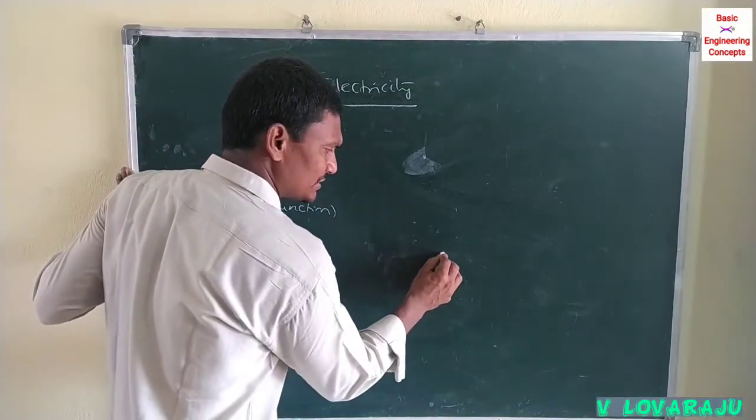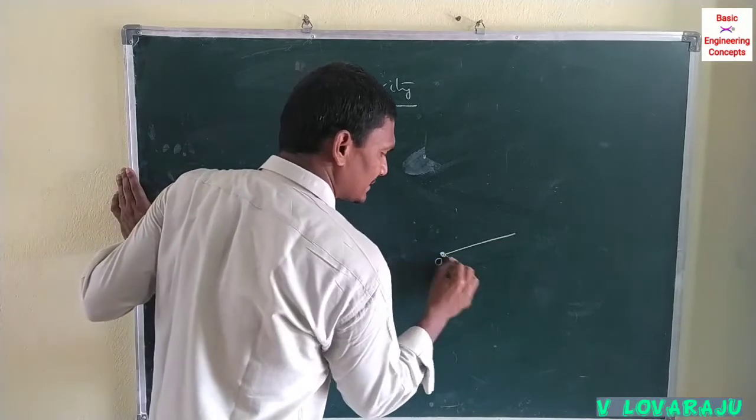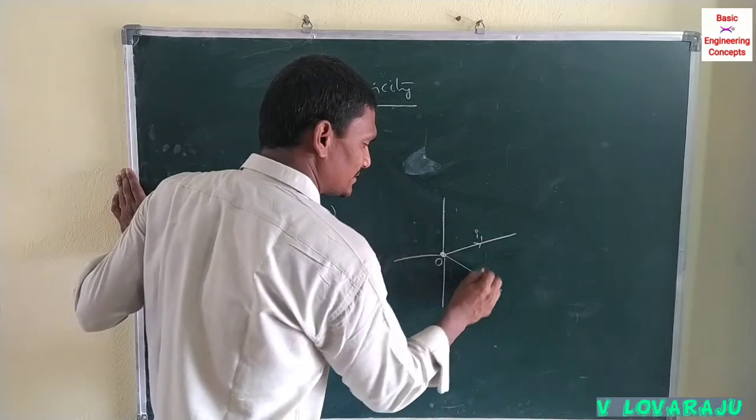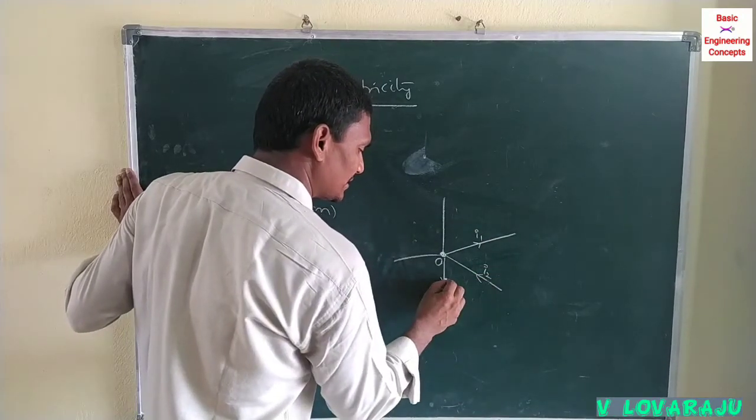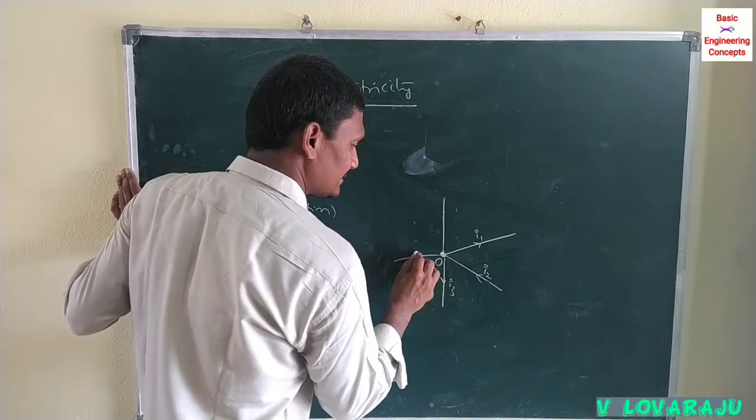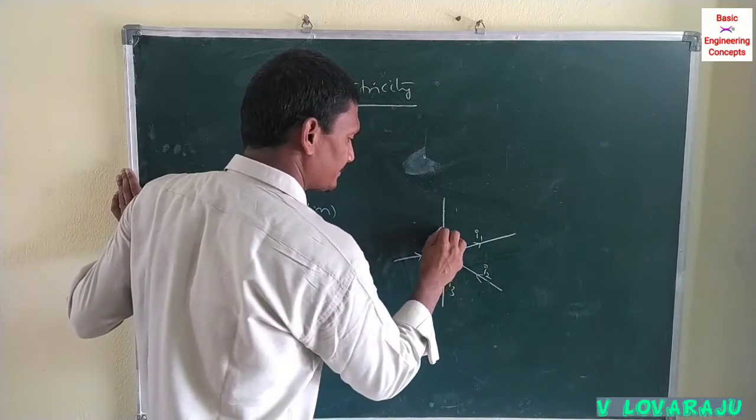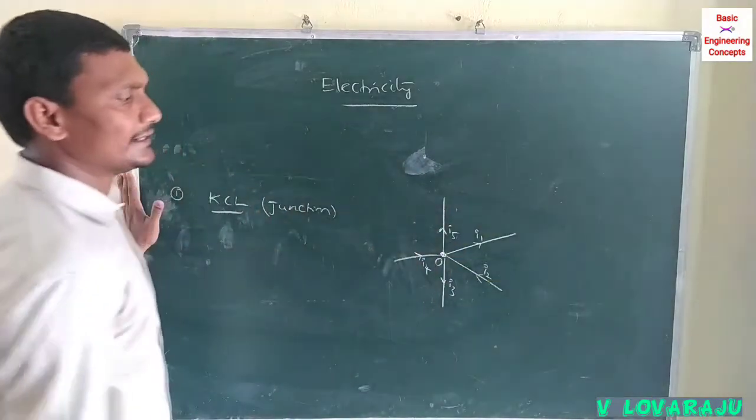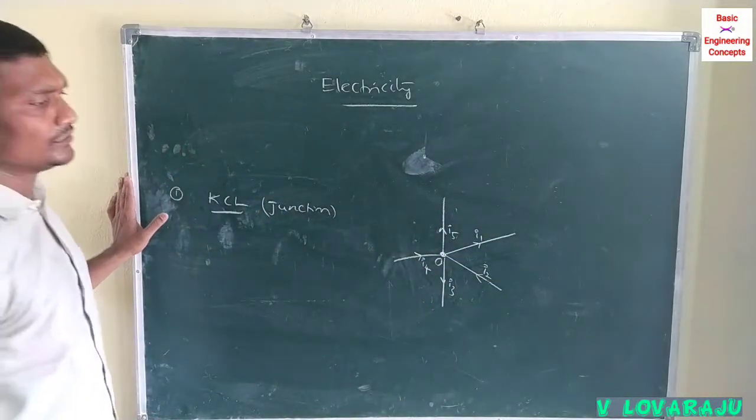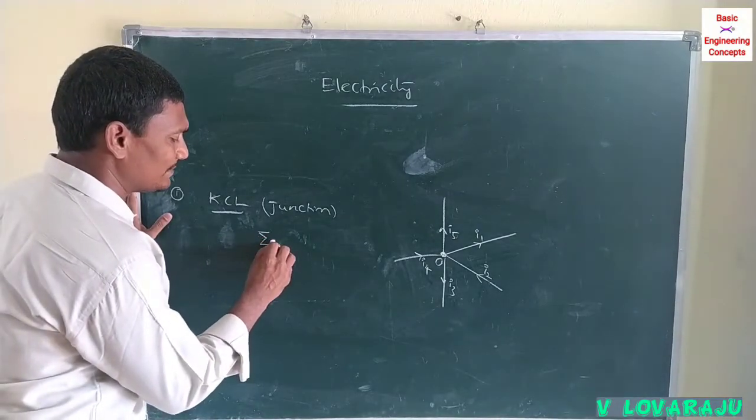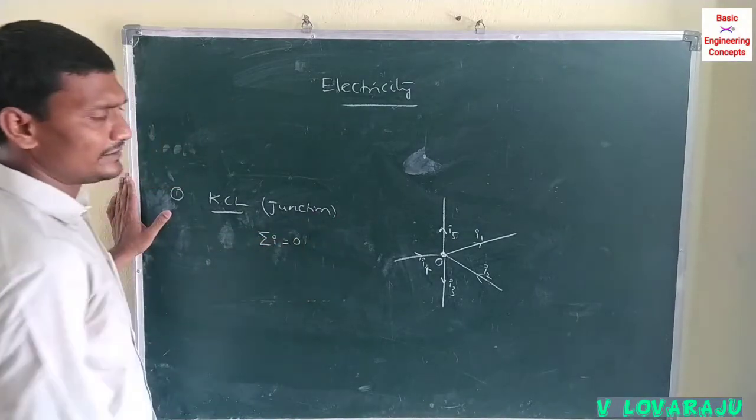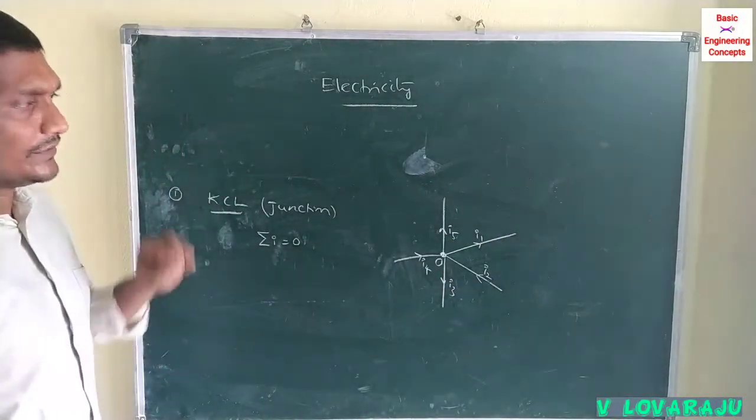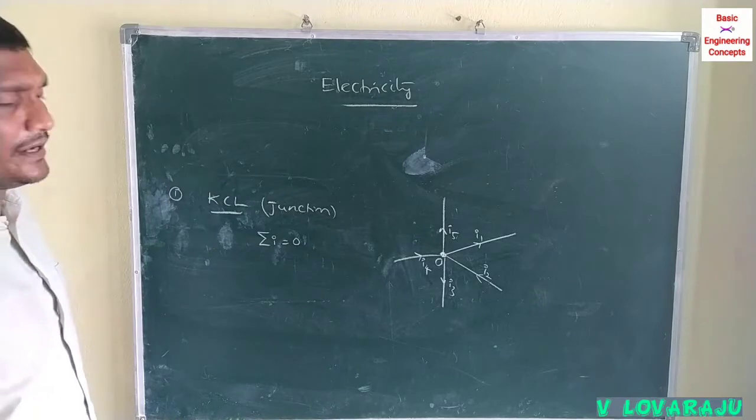At any junction, this is a junction O. Here 5 conductors are joined together. Some currents flow away from the junction and some flow towards the junction. At any junction, the algebraic sum of the currents is always equal to 0. That is, in notation, sigma I equals 0. For sign convention, currents entering the junction are taken to be positive, and currents leaving the junction are taken to be negative.